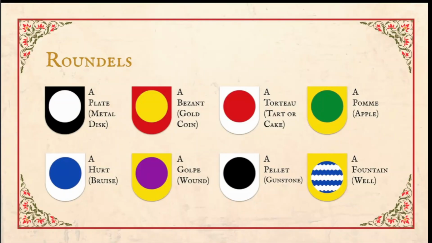You have a plate or metal disc that is a roundel that is white or argent. A roundel or is a bezant or a gold coin. You have a tart or a cake, which is a tourteau or a roundel gules. The apple, which is the pomme. A bruise or a wound is a hurt or a gulp. A lot of folks think gulp means grape, but it does not in this instance. It literally means wound. And then a pellet or a gunstone. And then this special one, which is a barry wavy thing, which is a well. So if you want to have your arms represent bruises and wounds, now you know how to do that.